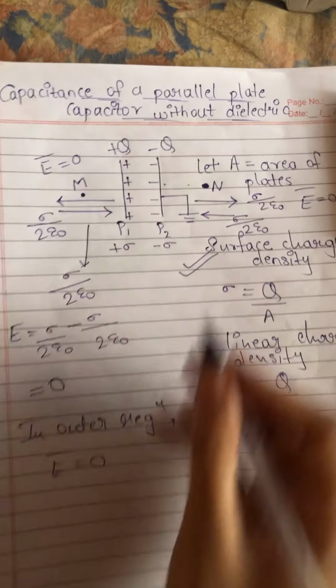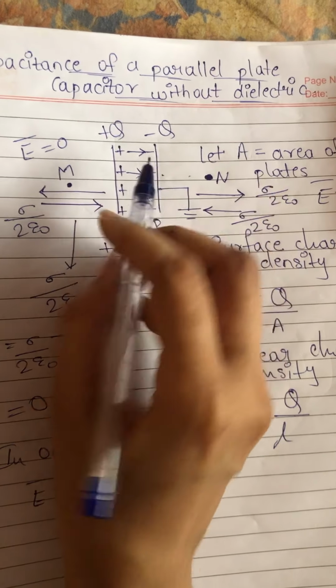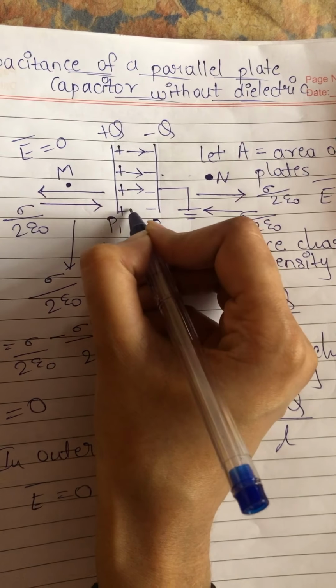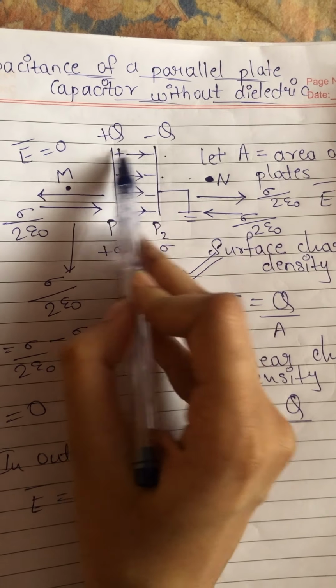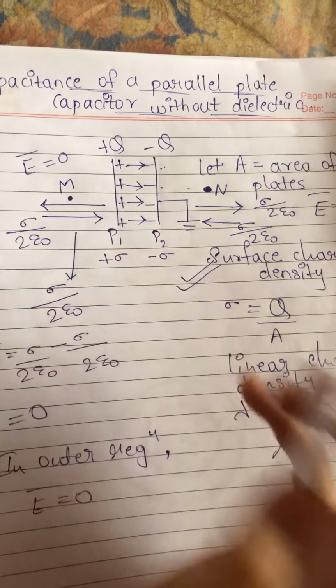Now what about the inner region? We all know that electric field goes from positive to negative. So the direction of the electric field due to both the plates is from positive to negative, means the direction is same due to both the plates.